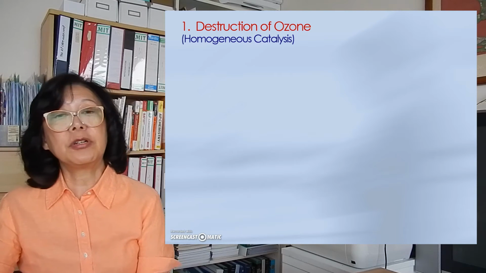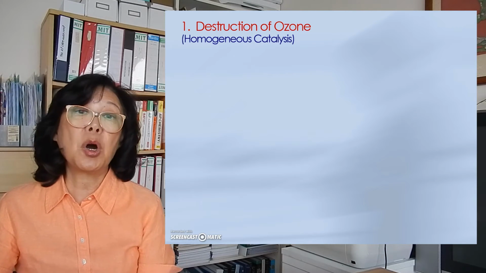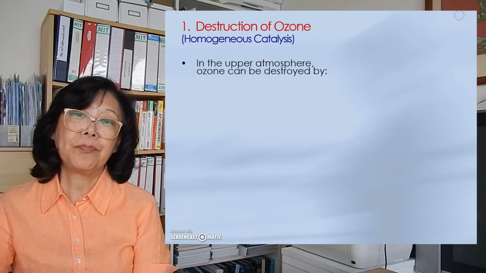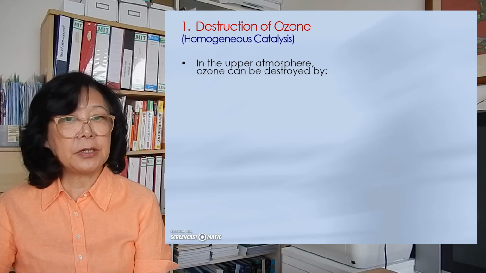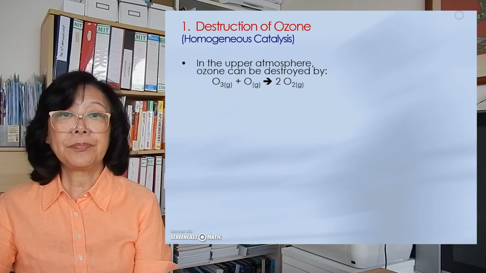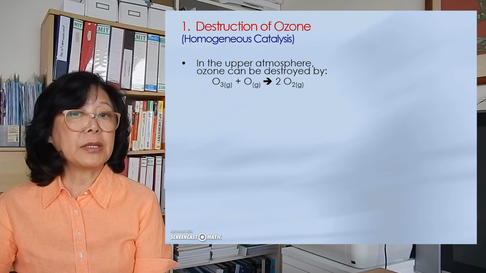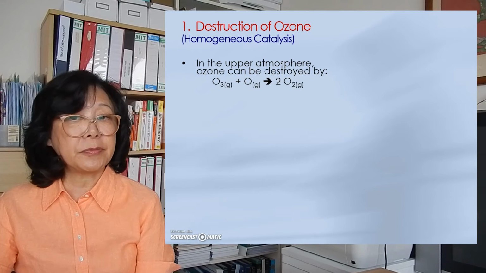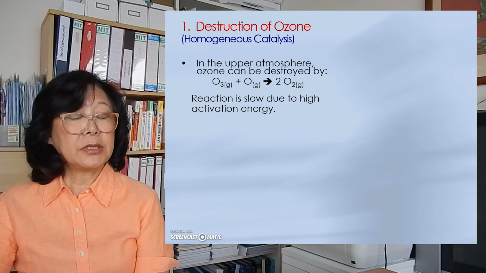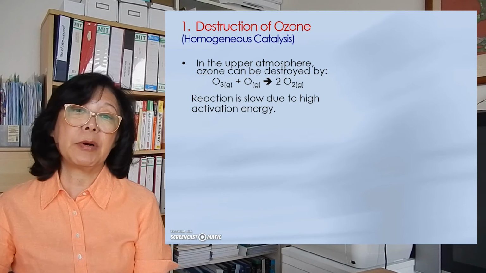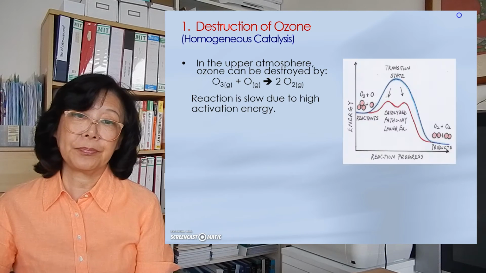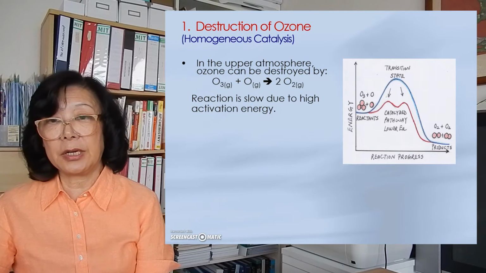Let's look at destruction of ozone, which is classified as homogeneous catalysis. In the upper atmosphere, ozone can be destroyed by reacting with an oxygen atom to form 2 moles of oxygen. Now this is very slow because it requires high activation energy. Look at this diagram.